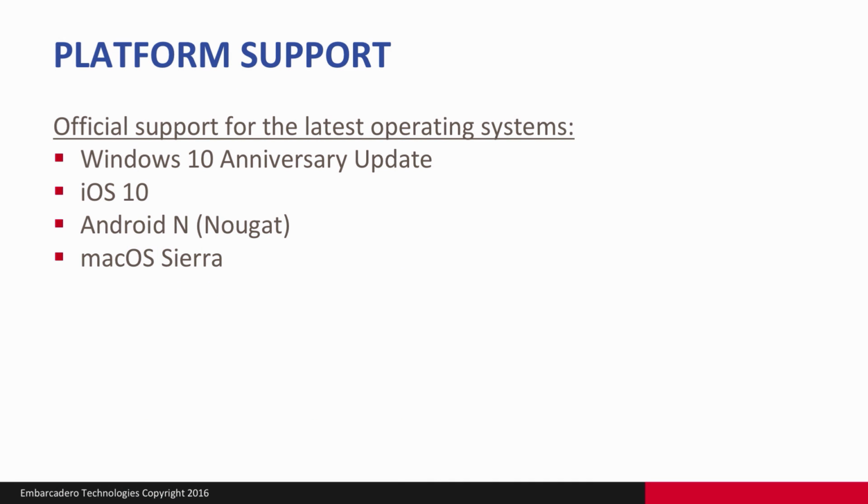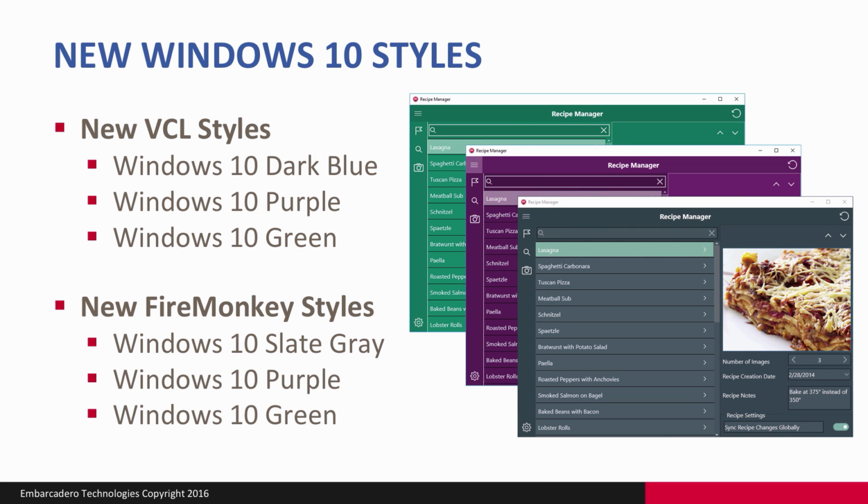Thanks, David. In RAD Studio 10.1 Berlin Update 2 Anniversary Edition, we provide official support for the latest operating systems, and this includes support for Windows 10 Anniversary Update, Microsoft's latest update to Windows 10, iOS 10, Android 7.0, also known as Android Nougat, and macOS Sierra. As part of the Update 2 release, we will also include 3 new Windows 10 styles for both VCL and FireMonkey applications in popular color schemes.